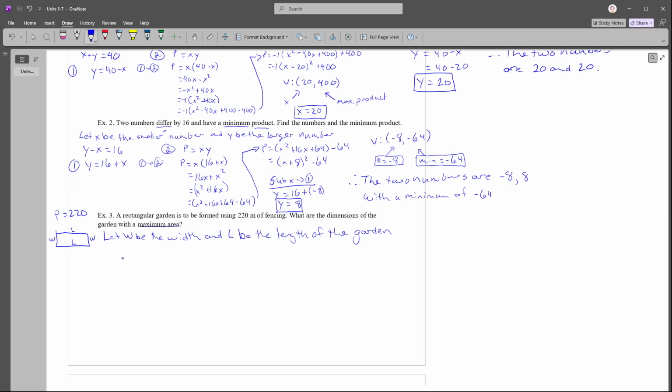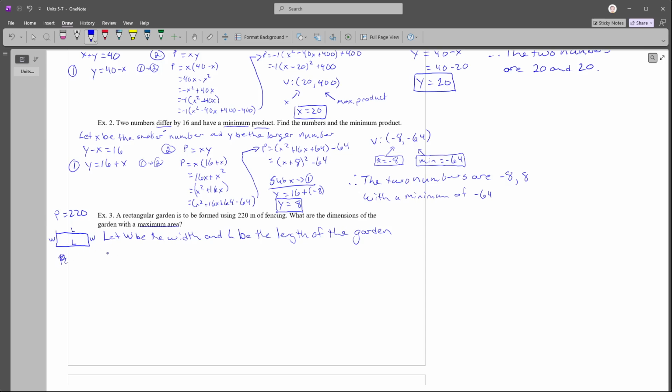Well, what is area? Area is length times width. Great. What else do we know? We know the perimeter is 220 meters. Does that help me? Well, it does, because I know how to calculate the perimeter of a rectangle. The perimeter of a rectangle is just the sum of all four sides. And I got two widths and I got two lengths. So what does that mean? It means that my perimeter is equal to 220.